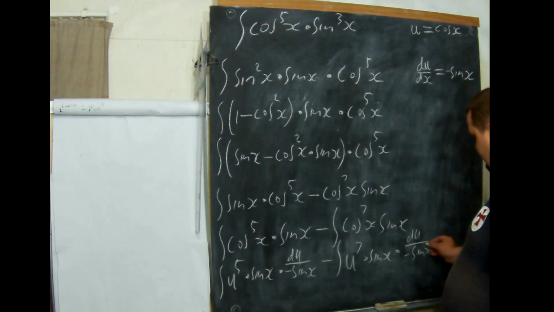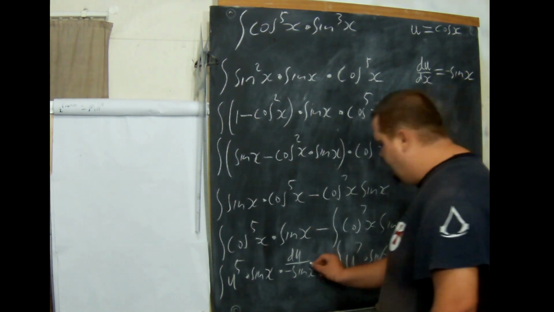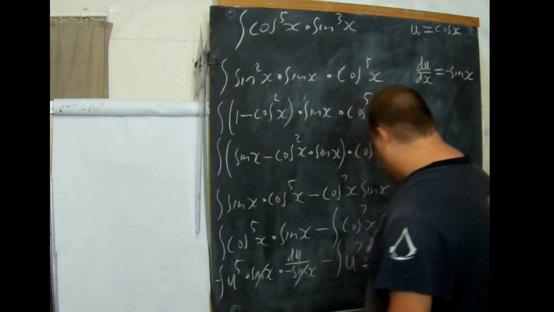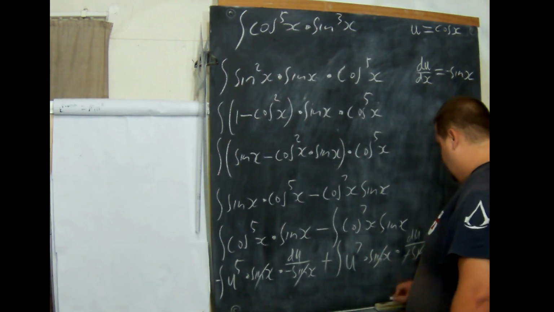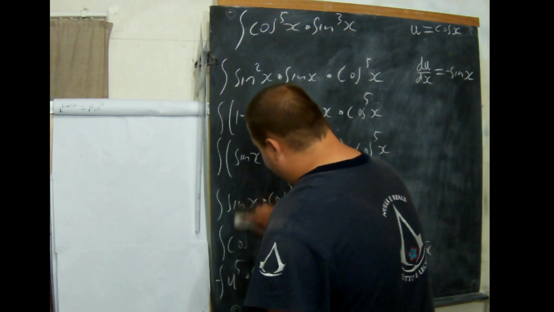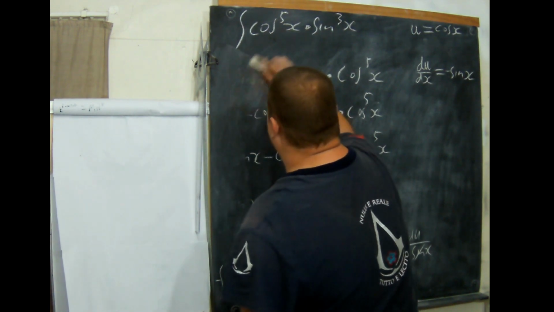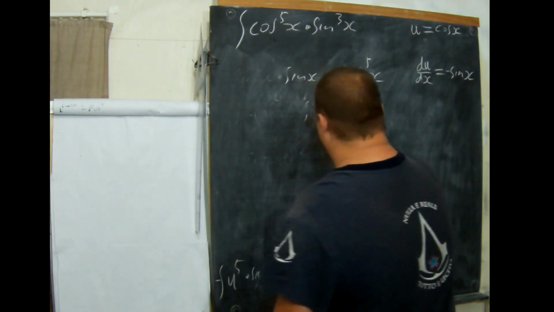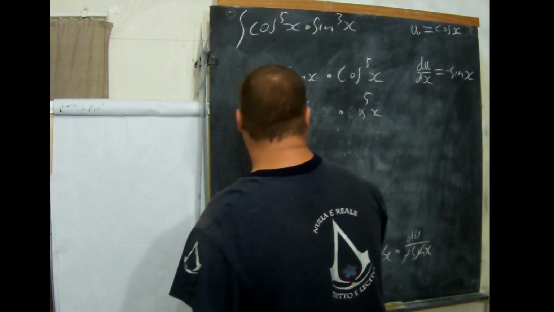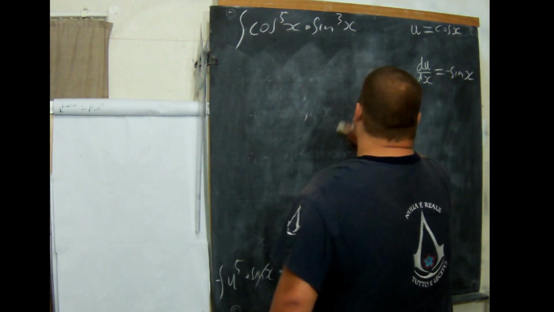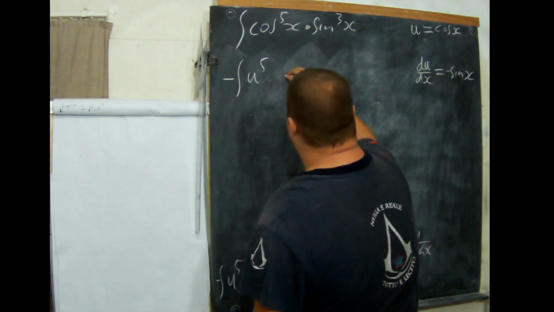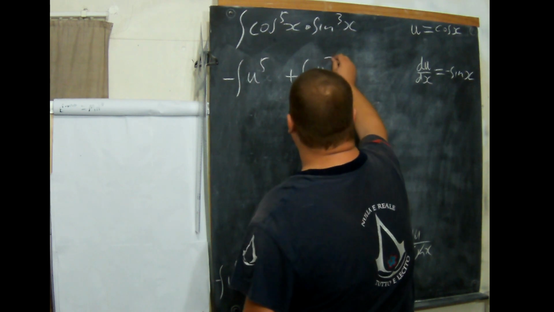So now what we need to do is sine cancels with sine cancels with sine. The minus goes to the outside. So it's minus. Minus times a minus is a plus. So that goes away. So now, we've gotten rid of sine. So now all we have is our u's left. Now all we have is u. So we have minus the integral of u to the fifth plus the integral of u to the 7th.